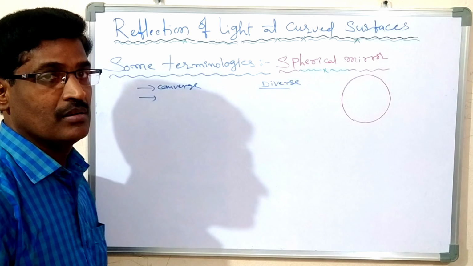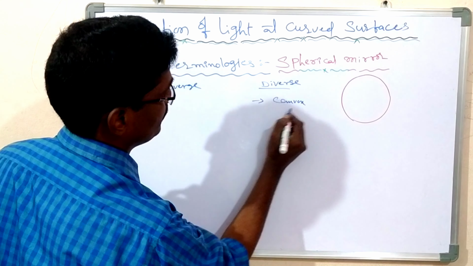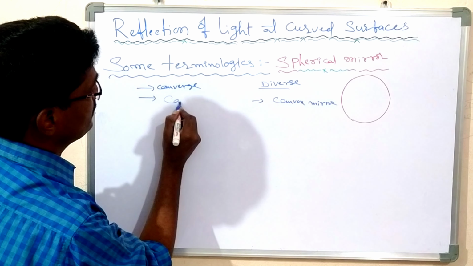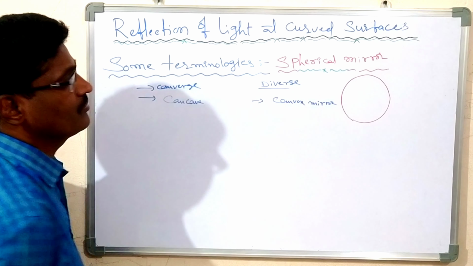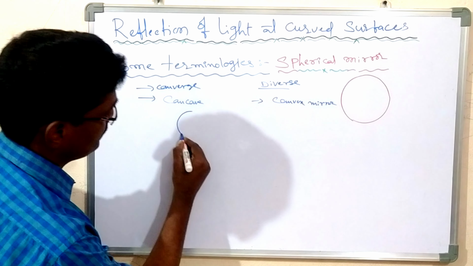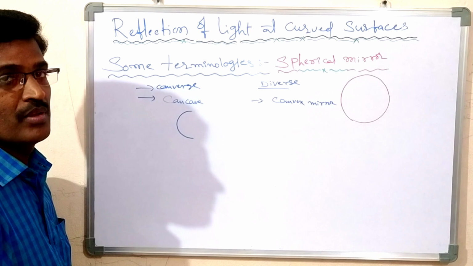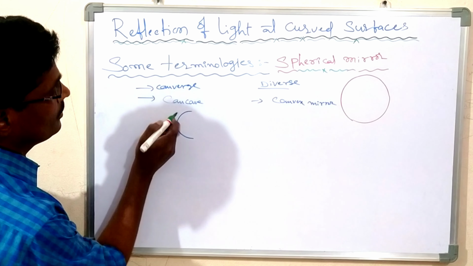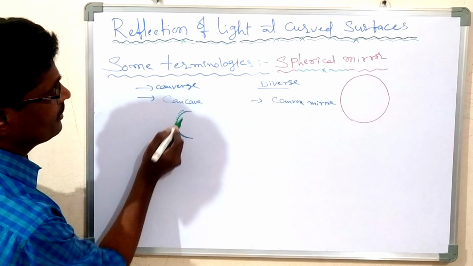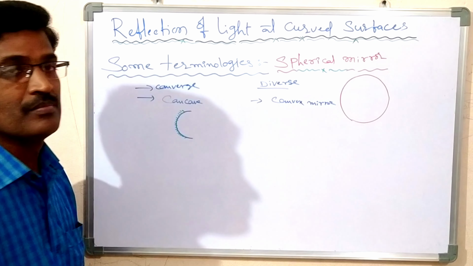That is the convex mirror. All the rays converge, that is a concave mirror. Why is it called concave? Like the cave you are seeing, that's why it is called a concave mirror. In the concave mirror, all the rays, the normal lines, converge.